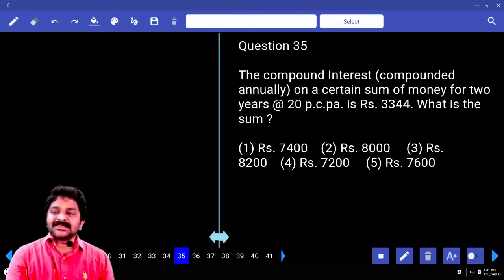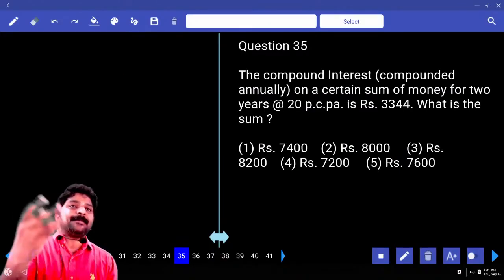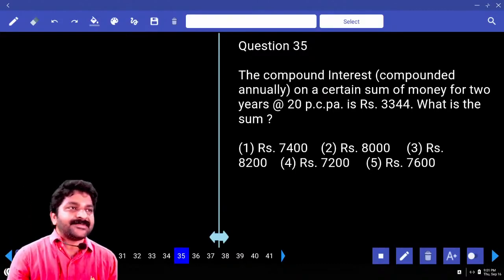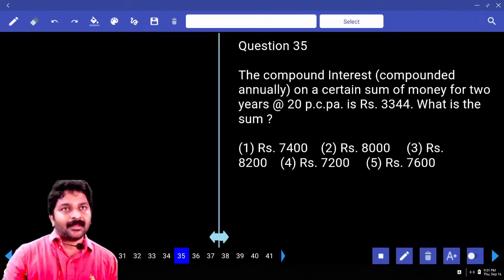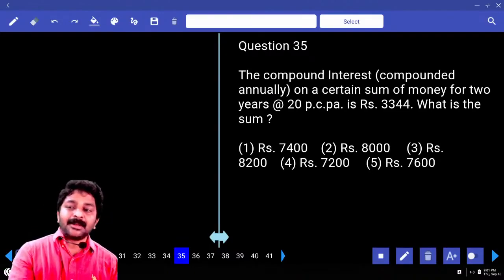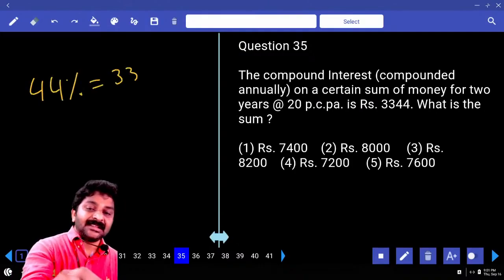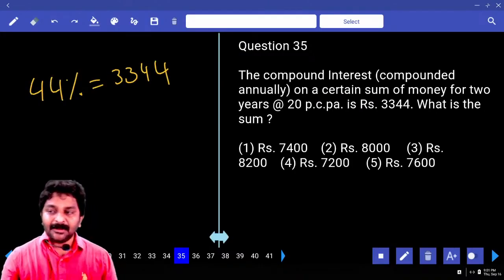The compound interest on a certain sum of money for 2 years at 20% per annum. In terms of percentage, can you tell me what the compound interest for 2 years at 20% per annum is? X percent plus X percent plus X square by 100. You know that point, right? How much do you get? So 44% is given as 3344.